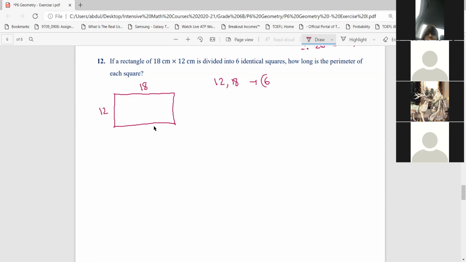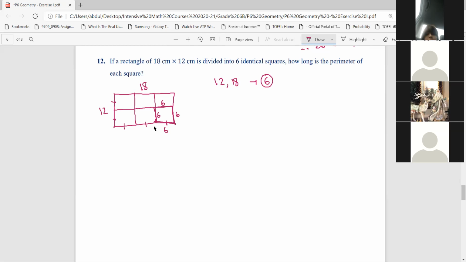That is 6, right? So that means that from here, I can divide this 12 into 2, right? And this 18 into 3, 1 and 2, right? So each one is 6, 6, 6. And also that is 12, this also is 6, 6. So that means that if you just pick one square, right? One side is 6, that is also 6, this also 6, that's also 6.